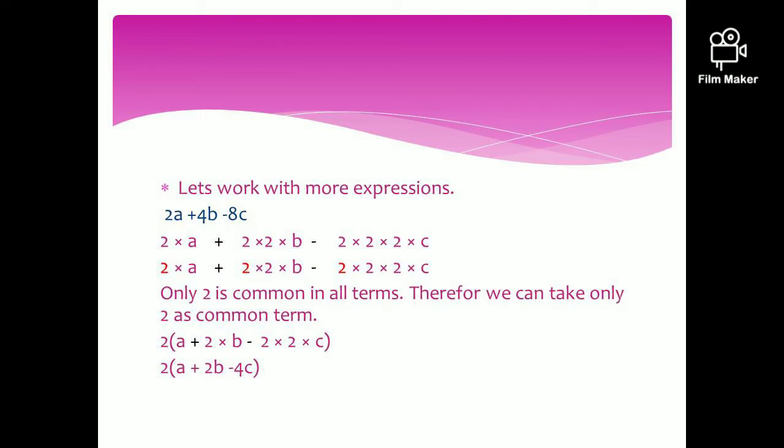Let's start with a question with 3 terms in one expression. The question is to factorize 2a plus 4b minus 8c. If you expand 2a, the answer is 2 into a, plus 4b is 2 into 2 into b, and minus 8c is minus 2 into 2 into 2 into c. Now let's see what the common terms in this expression are. The common term is 2. If you take 2 out, the remaining terms in the bracket would be a plus 2 into b minus 2 into 2 into c. Then the final answer would be 2 times of a plus 2b minus 4c.